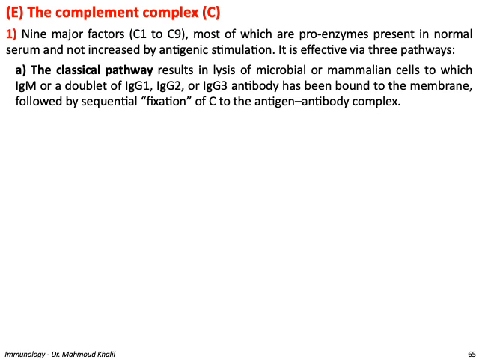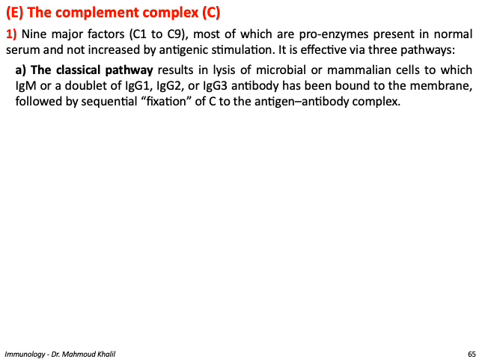The complement complex: as you know from previous lectures, there are 9 major factors from C1 to C9, most of them are pro-enzymes present in normal serum and not increased by antigenic stimulation. It is effective via 3 pathways. You are familiar with the classical pathway. It results in the lysis of the microbial or mammalian cells, to which IgM or a doublet of IgG1, 2, or 3 antibody has been bound to the membrane, followed by sequential fixation of the complement to the antigen-antibody complex.